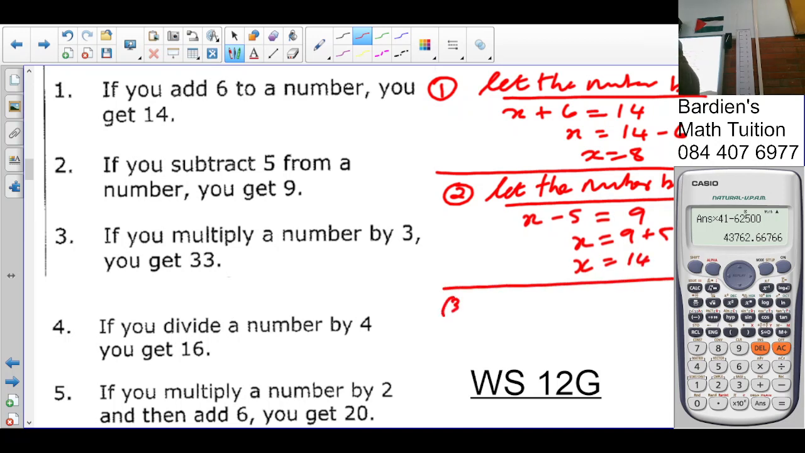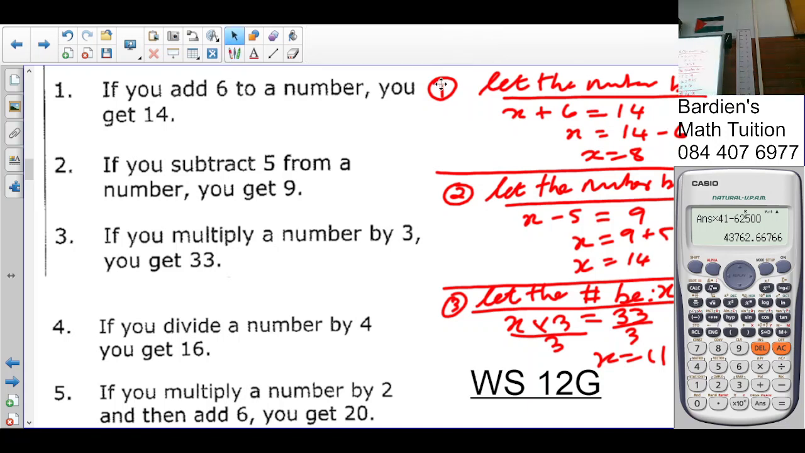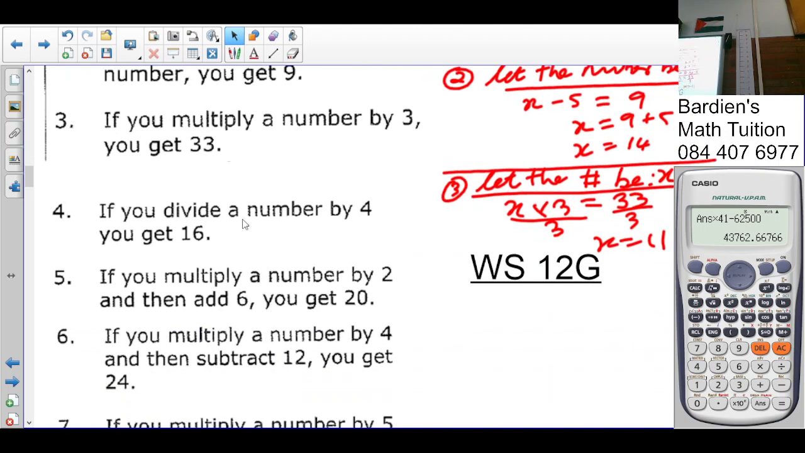Number 3. If you multiply a number by 3, so let the number be x, so you say multiply the number by 3, you get 33. So how do I get x on its own? Divide by 3 both sides. So x is 11. So you all agree with that? Any confusion here? No?